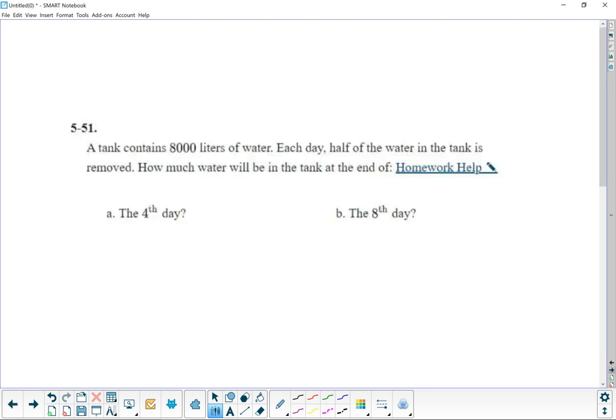Okay, last one. A tank contains 8,000 liters of water. Each day, half the water in the tank is removed. How much water will be in the tank at the end of the 4th day? So you can do this as a pattern.